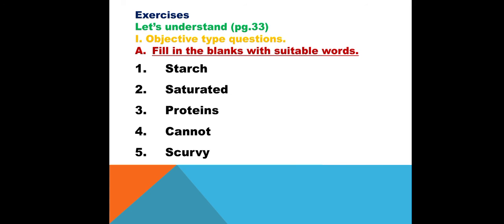First question: Plants store energy in the form of dash. What is the answer? Starch. Second question: Dash fats are normally solid at room temperature. Saturated fats. The next one: our muscles, organs and blood are made up of mostly dash. Proteins.